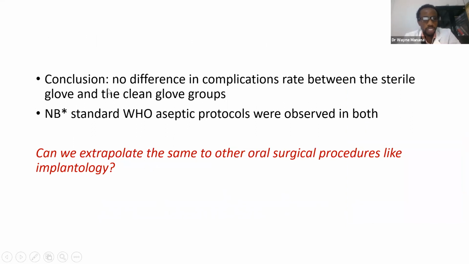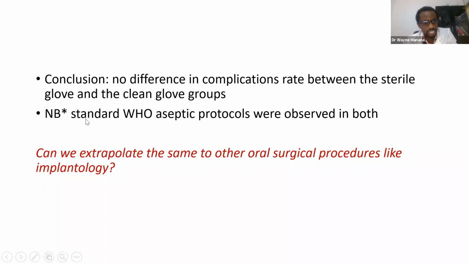So the conclusion is there is no difference in complication rate between wearing sterile gloves and clean gloves for third molar surgery. So it's not a disaster to be found just wearing clean gloves, because I know if you visit some centers, they are very obsessed about wearing sterile gloves.